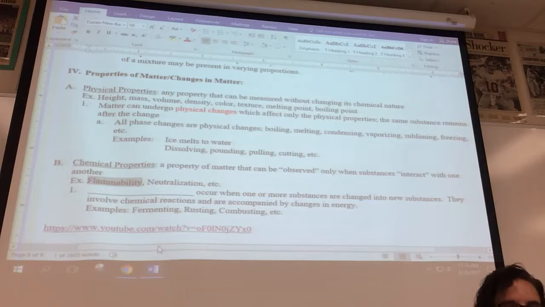Flammability. Let's say you get your quiz back and you don't like it. The quiz can be lit on fire. It can be flammable. That would be a chemical property.